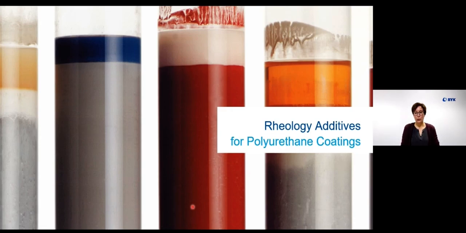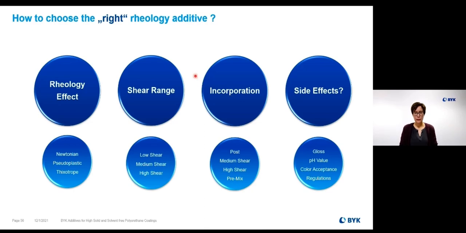Coming now to our last chapter for today's presentation, our rheology modifiers. Also here, there is of course the question of how to select the right rheology modifier. What do we have to consider when we want to choose the right one? At first, of course, we have to think about the rheology effect. Do I need Newtonian flow behavior, plastic or thixotropic?